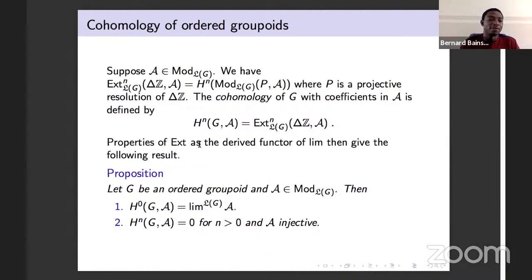So if we have an LG module A, then this is how we define the cohomology of the ordered groupoid. The cohomology of the ordered groupoid G is defined as this Ext group. So it is given as the Ext of delta Z into A. And we can compute this Ext group using a projective resolution of our delta Z. So P here is a projective resolution. And so we look at maps from these projective resolutions into A and then compute the cohomology of that. And what we get is what we are calling the cohomology of our ordered groupoids.